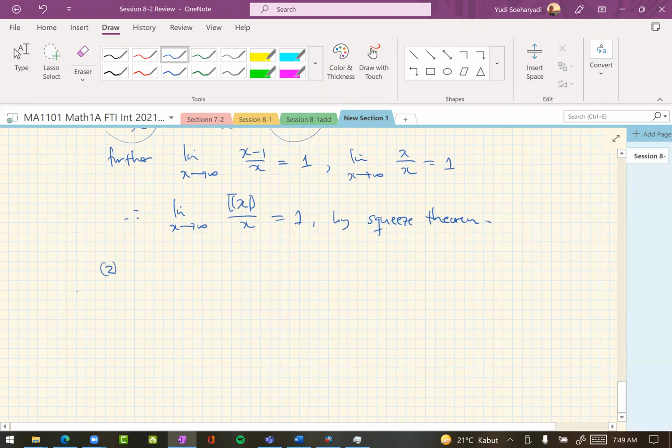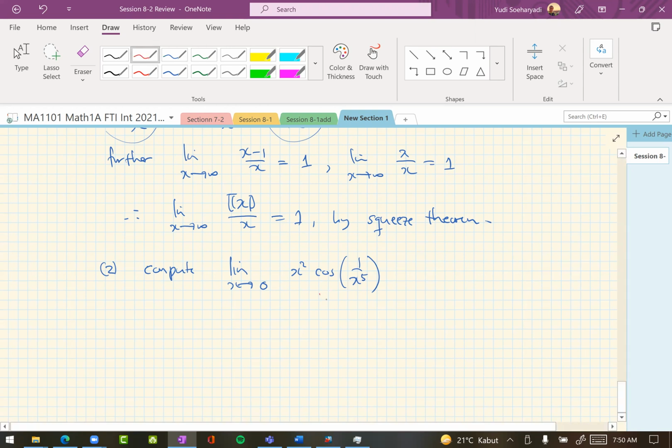Example 2. This is one of the, not to say most, but often appears in the exam, the limit. Say this one, or let's make it more extreme. It doesn't matter. x to 0. Okay, so how do we deal with this one?